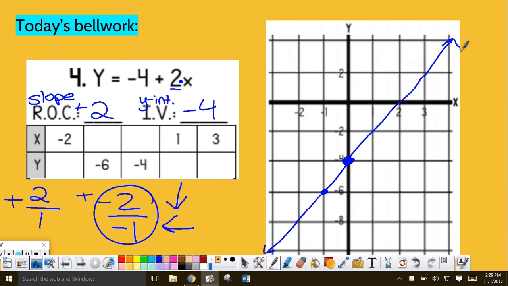Okay? All right, so we've got the rate of change and initial value identified and the graph drawn. So now let's fill in the table. Okay? So, starting with this first point, x is -2. What do you think I should do to figure out what that y value is?